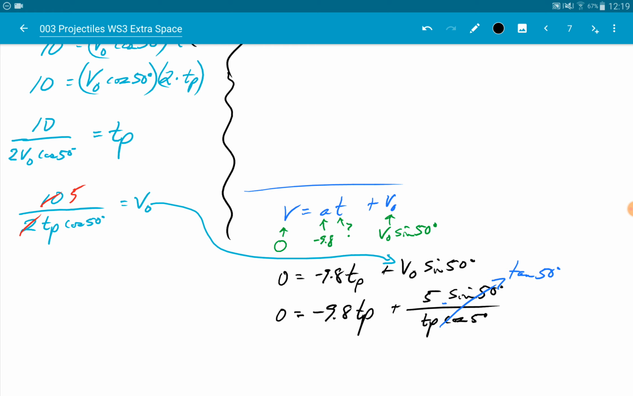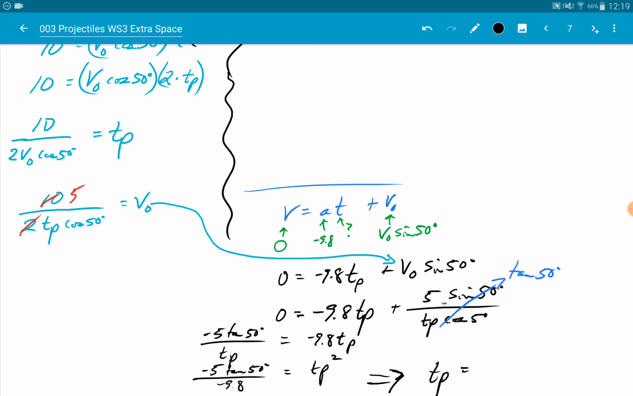Oh, I got to give myself some more room. -5 tangent of 50 degrees over TP is equal to -9.8 TP. Multiply by TP on both sides, divide by the -9.8, and so now I have TP squared is equal to -5 tangent 50 degrees divided by -9.8, and I take the square root of both sides to get TP by itself. Great. Hey, that wasn't too bad.